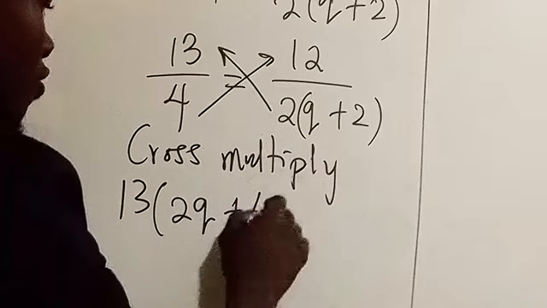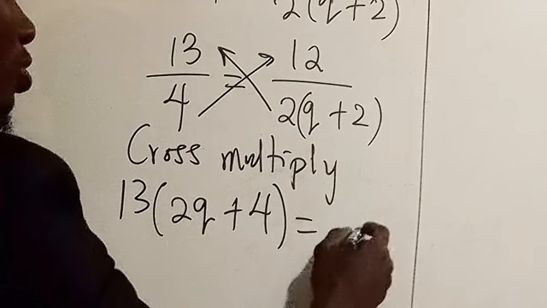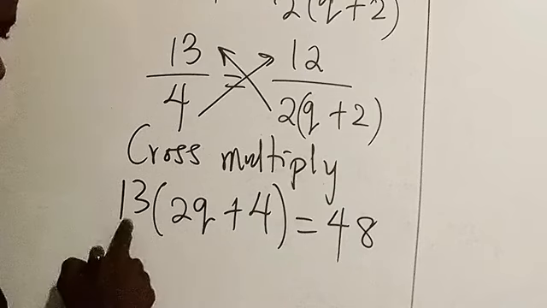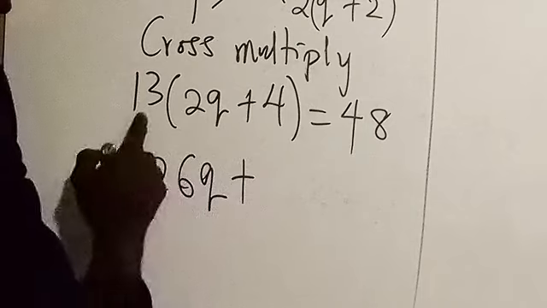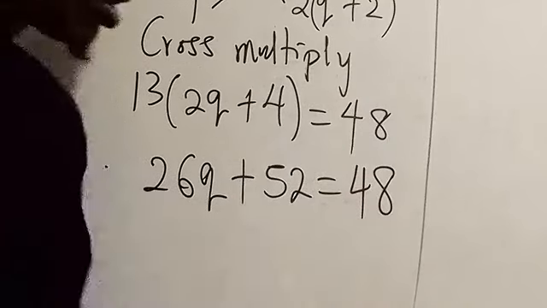2 times 2 is going to have 4 equals, then 4 times this, that's going to give us 8, then we have 48. So now from here, 13 times this, we're going to have 26q, then plus 13 times 4, that will give us 52, which equals 48.